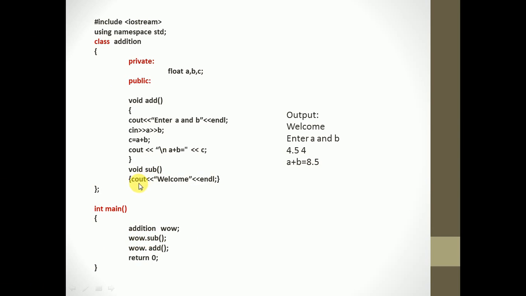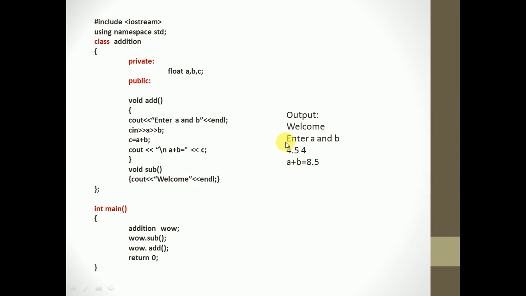And what will be displayed? Yes, welcome will be displayed first. And you see endl, so it comes to the next line. Now you can see wav dot add. Where does it go? Yes, directly it goes to the add function. And here, suppose, imagine that cout is not there. You have directly cin. What will happen?